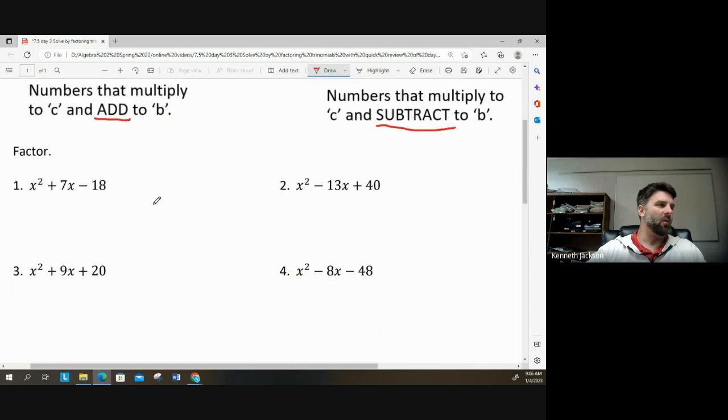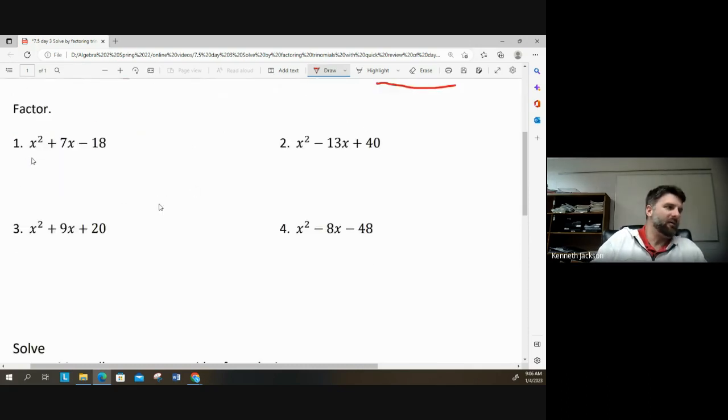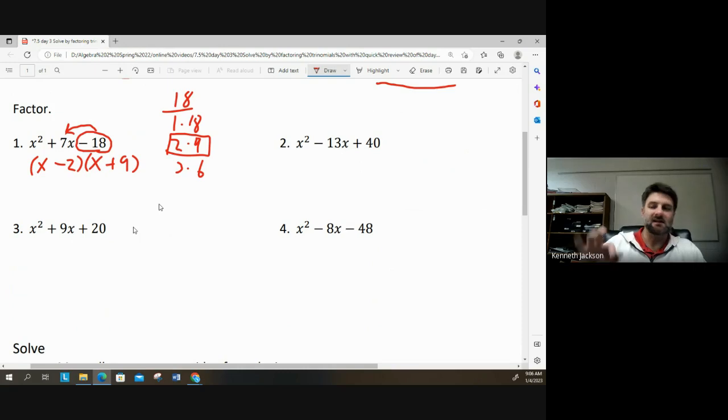So on number 1, I have a trinomial. I know that I can put x and x in the first spot. That will make x squared. And I'm looking for numbers that multiply to 18. 1 times 18, 2 times 9, 3 times 6. Now, which combination will subtract to be 7? And it's subtract because it's a minus sign. Well, that would be 2 times 9. 2 times 9 would subtract to 7. So 2 and 9. The bigger number carries the sign in the middle. The signs have to be opposite in order for those to subtract.